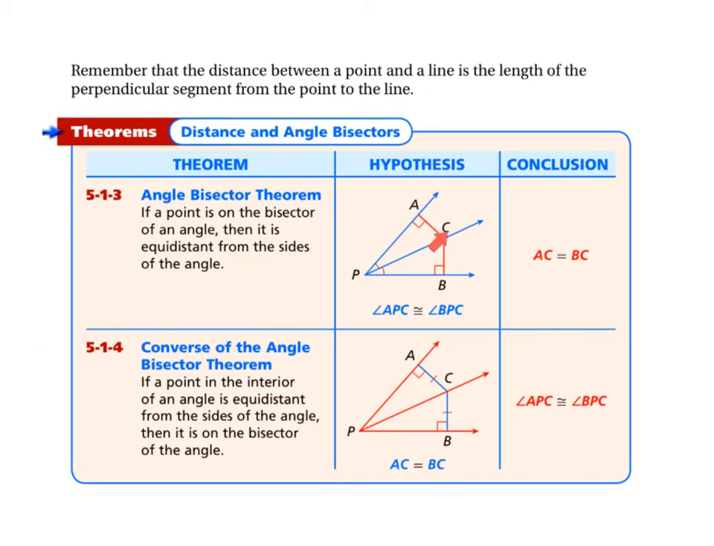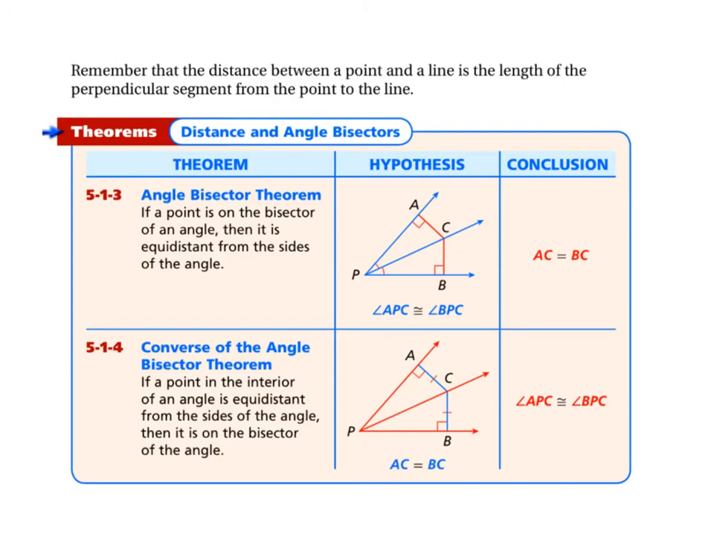Now make note that if it's equidistant from the side, those have to form 90-degree angles. So we know that we have 90-degree angles, and we have congruent angles, so it's being bisected. So our hypothesis states that angle APC and angle BPC are congruent, and that point is equidistant from the sides of the angle. Therefore, we can't say AC is congruent to BC, but we can say that their lengths are equal. And then by definition of congruent segments, we could say segment AC is congruent to segment BC.